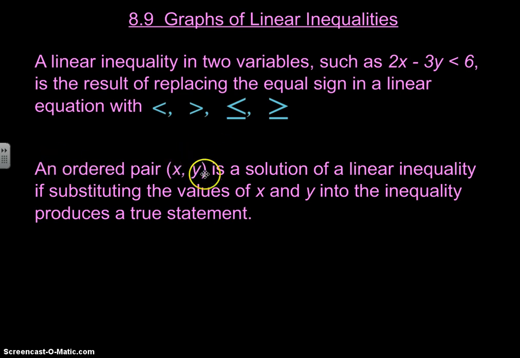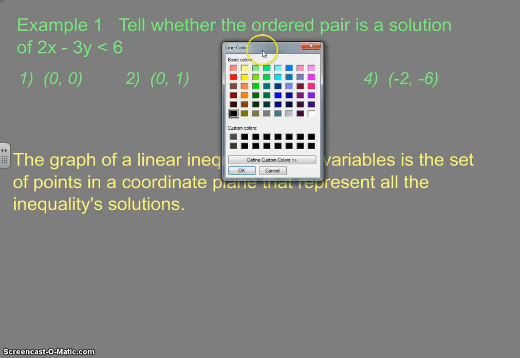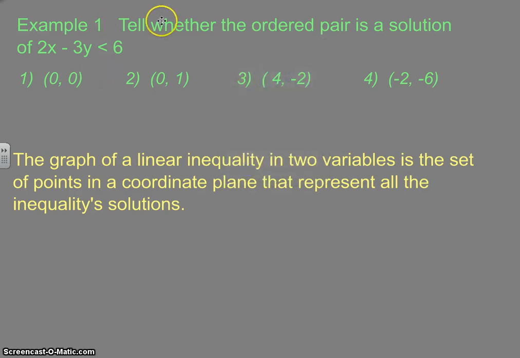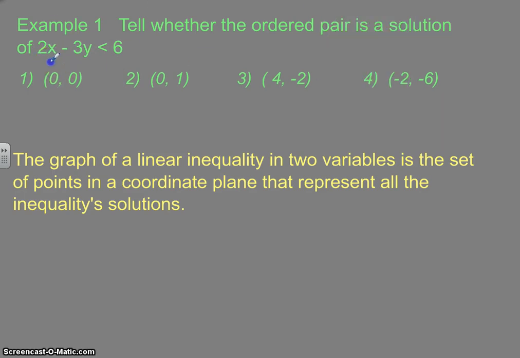An ordered pair, x, y, is a solution of a linear inequality if substituting the values of x and y into the inequality produces a true statement. And you already know that. Tell whether the ordered pair is a solution of 2x minus 3y is less than 6. Again, what we want to do is plug in 0 for x and 0 for y. So this is 0 minus 0. Is that less than 6? Yes, so it is a solution.